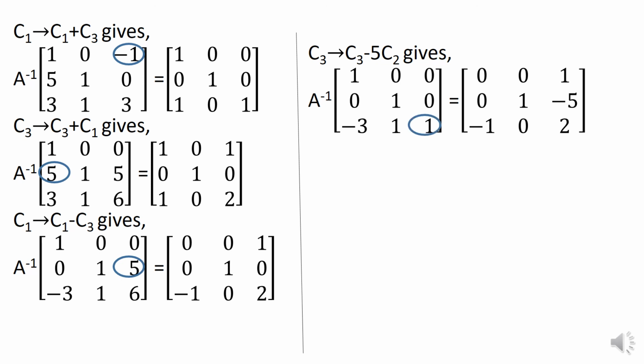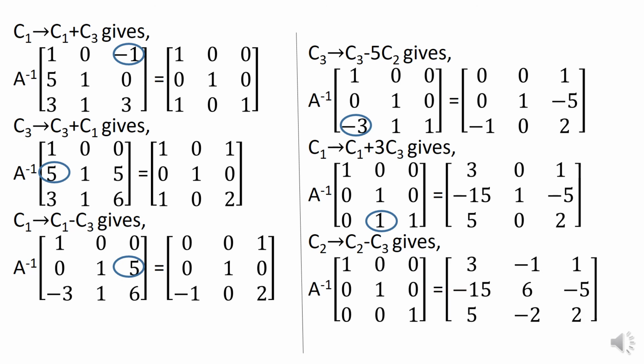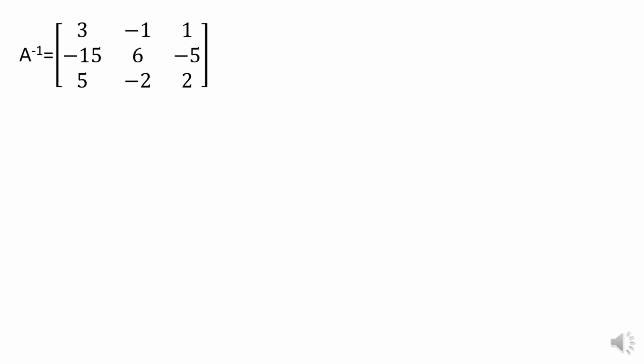Then 1 is already there in the proper place here. So we proceed by converting minus 3 into 0 by doing C1 plus 3 C3. Thus we get 0 in the proper place. Then in the next step, 1 has to get converted into 0. So this can be done by doing C2 minus C3, where we get the proper matrix. Thus we get the answer, that is A inverse into I is equal to the given matrix. Thus we get A inverse as the answer over here.